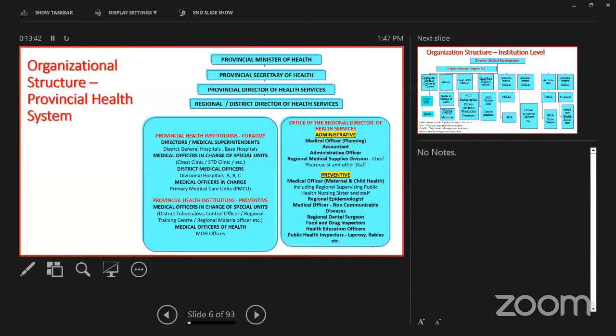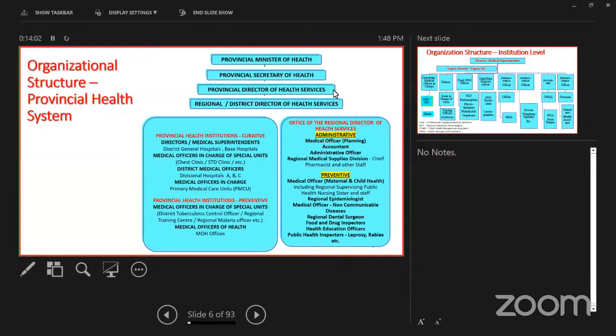Is there anybody who can explain this? Yes, let's see what the answer is. Yeah, Kalmunai and Ampara, very good. The Ampara administrative district is divided into two health districts, Kalmunai and Ampara. Very good.